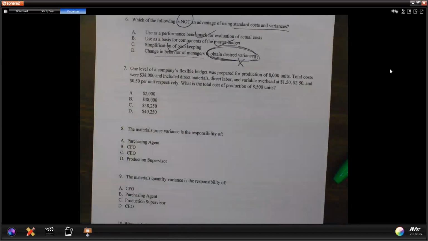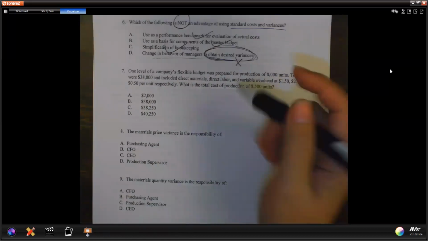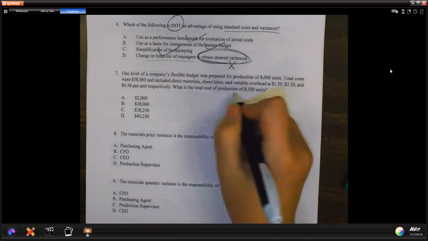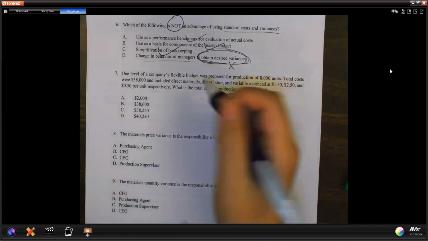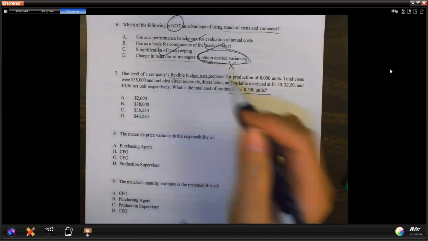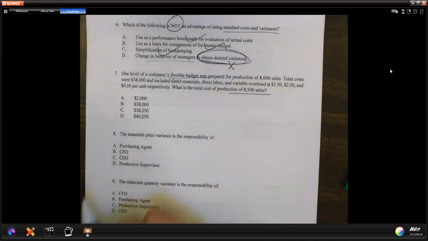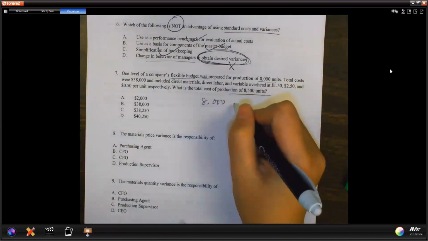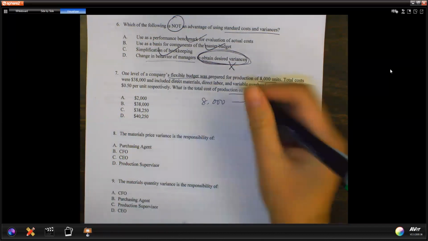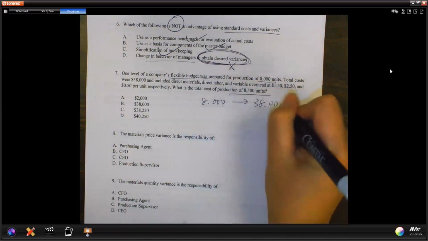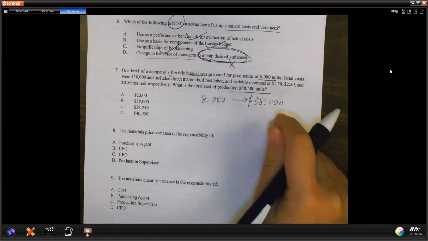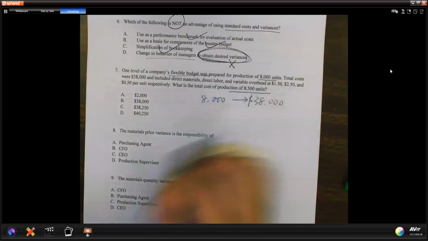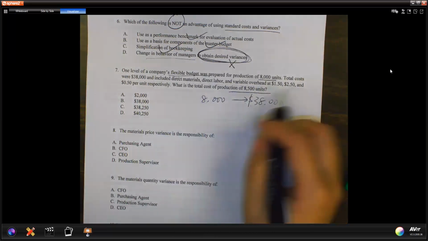Okay, next one. One level of common flexible budget, this total cost is this. What is the total cost of product of this? So let's look at the flexible budget. Flexible budget is where you use your actual output. The actual output is 8,000. So when you have 8,000 units, total cost was $38,000. Raw material, direct labor, and variable manufacturing overhead are at this.